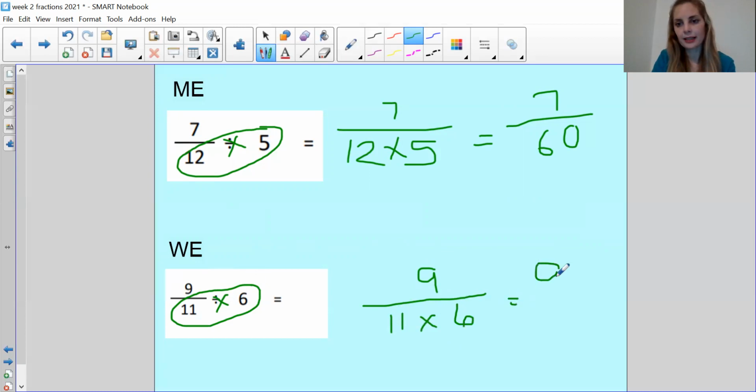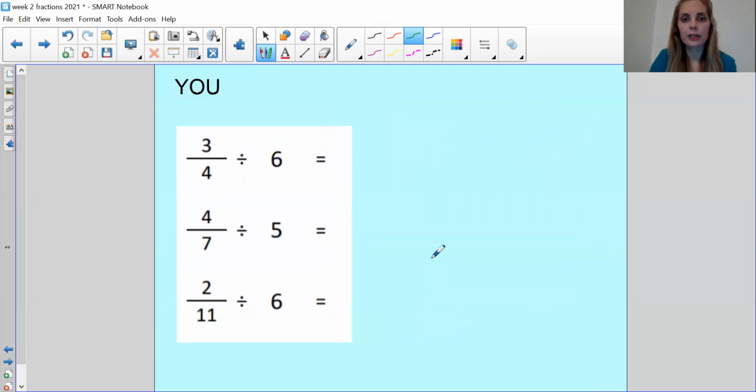Leave my numerator now, and 11 times 6 is 66. Hopefully you are feeling very happy right now, and we are going to move on. If you need a bit of help, go back in the video, rewatch it, and make sure that you understand it, because now I'm going to give you the opportunity to pause the video and answer these 3 questions on your own. Good luck. 3 out of 3, let's go.